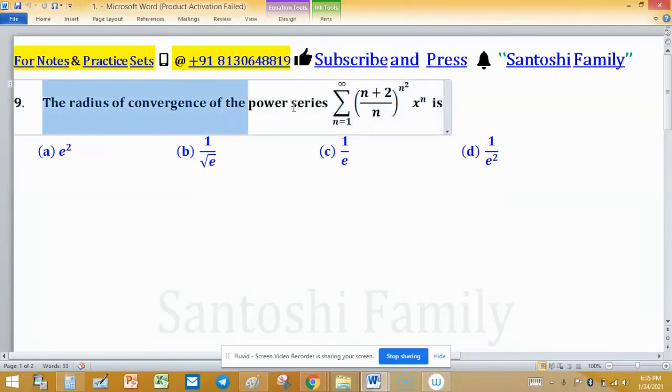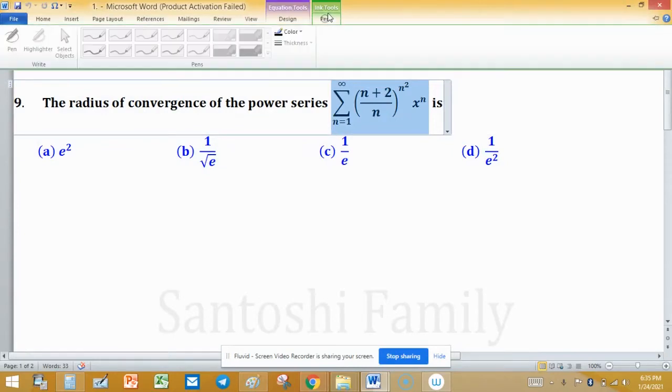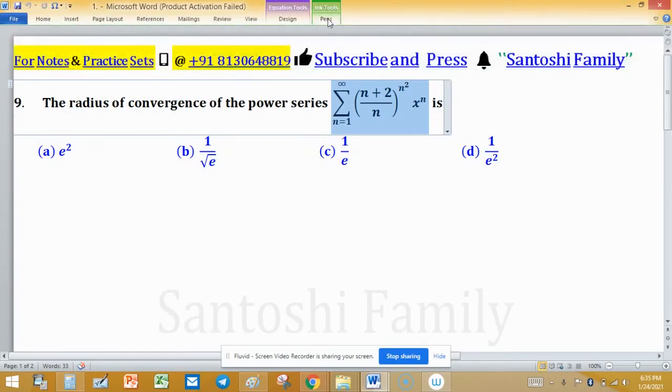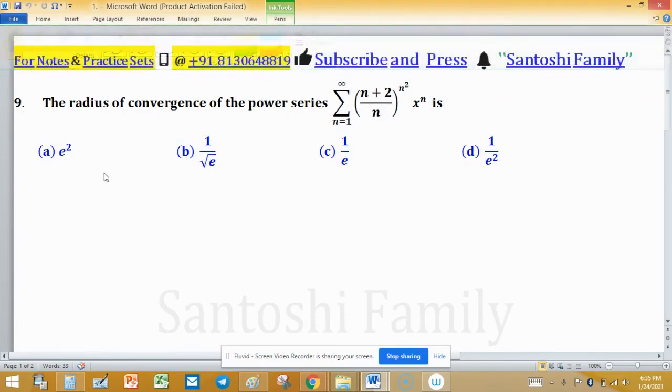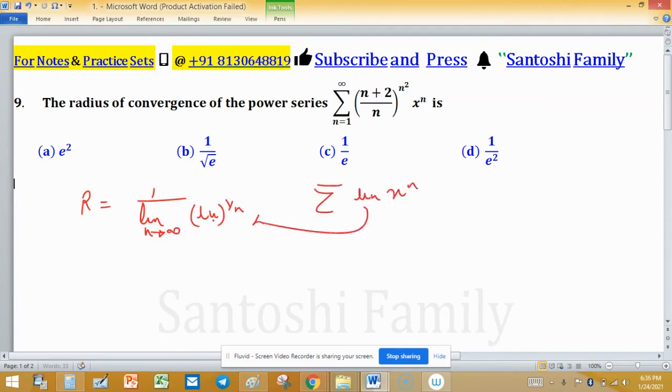The radius of convergence of the power series, this is. To find the radius of convergence of a power series, we normally use two types of formulae. R equal to 1 upon limit n tends to infinity u_n raised to the power 1 upon n, where u_n is a_n x raised to the power n. This is the nth term of the power series.